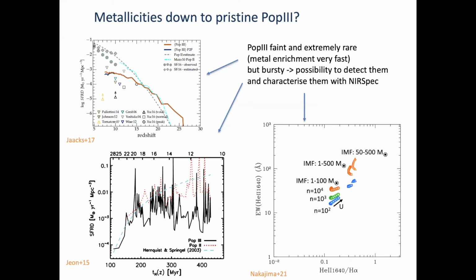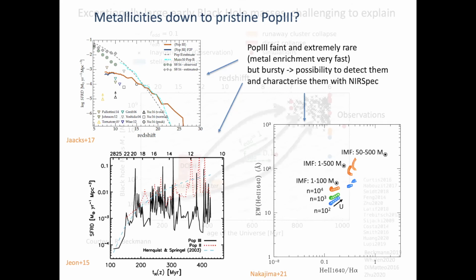And of course, we know that population 3 galaxies are probably very faint and extremely rare because the metal enrichment is very fast. However, we also expect that population 3 are expected to be very bursty, so there is the hope to detect a fraction of them in their bursty phase. And if you can detect them with NIRSpec in particular, then it will deliver a wealth of spectroscopic diagnostics to characterize this primeval population, for instance, their IMF and other physical properties.